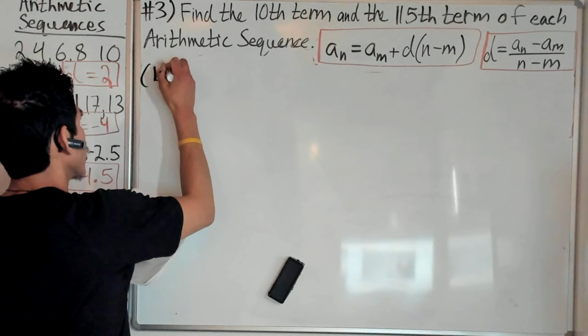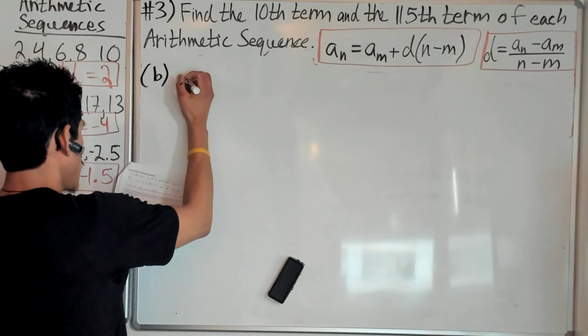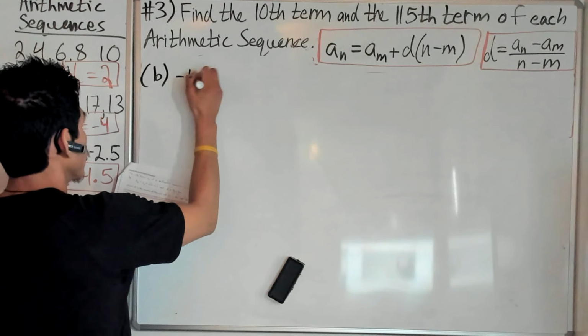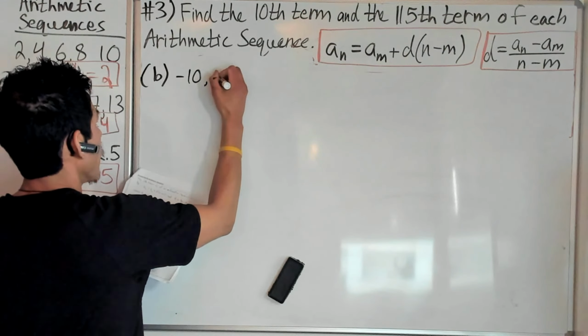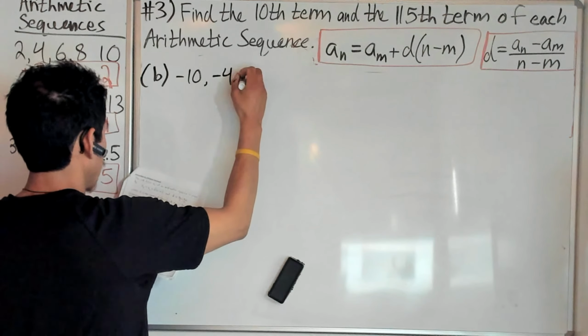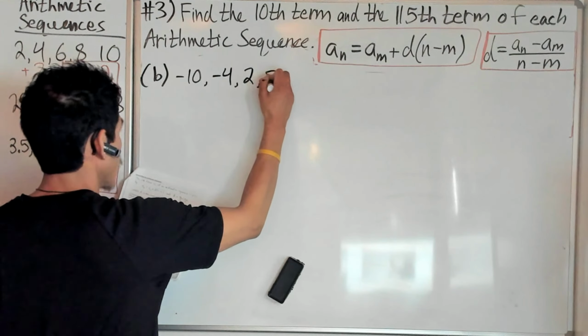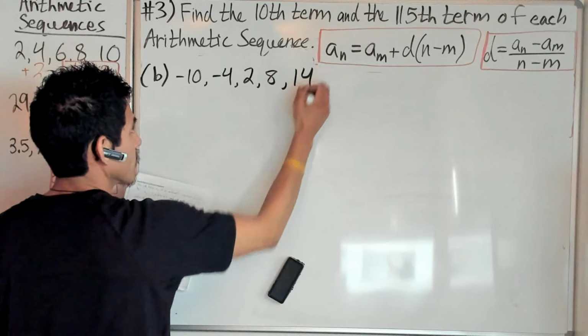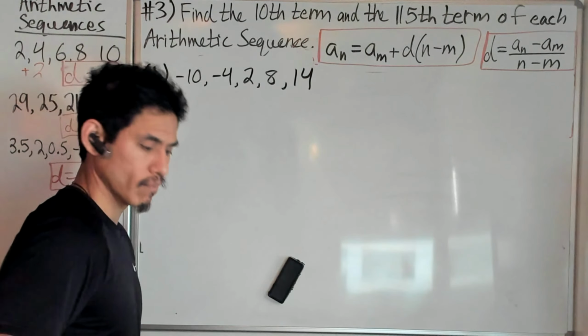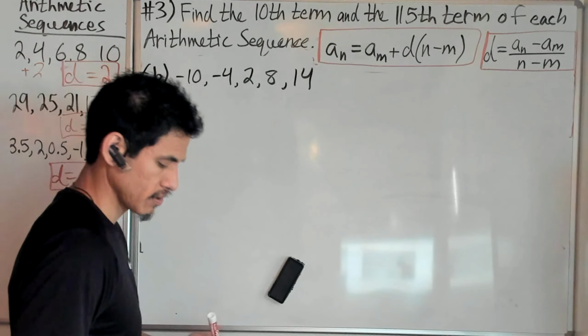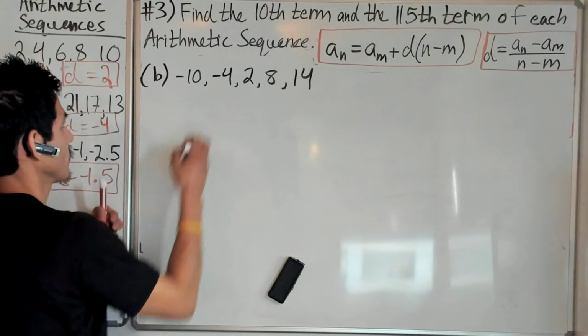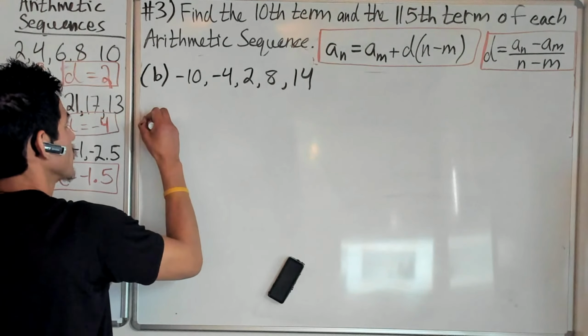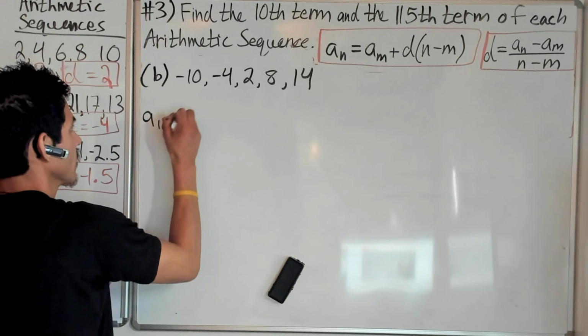For B, what we got: negative 10, negative 4, 2, 8, and 14. All right, okay, so let's find A10 first.